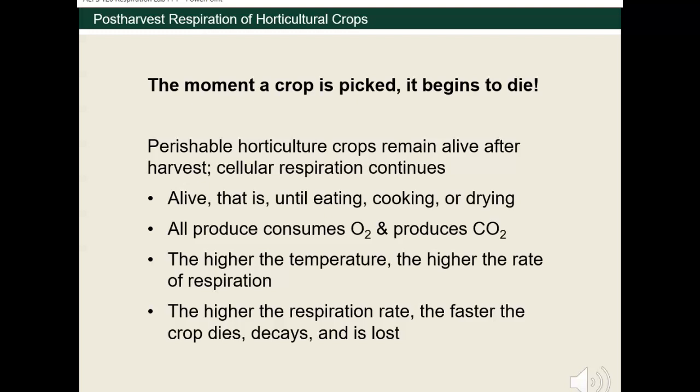It's so true that the moment a crop is picked, it begins to die. Living organisms need energy continuously. When energy stops flowing in the plant, or in us, death soon follows. The higher the temperature, the faster the respiration rate. The faster the respiration rate, the faster death occurs.